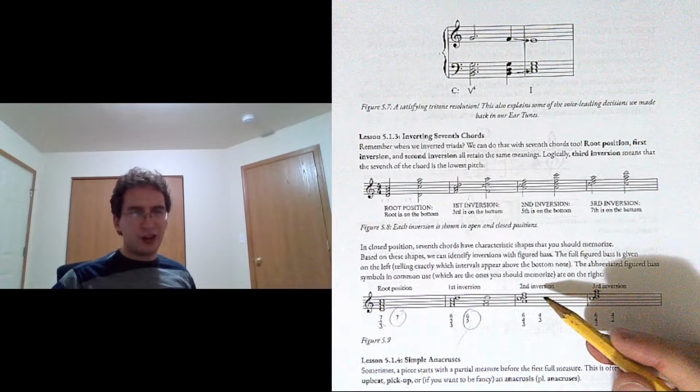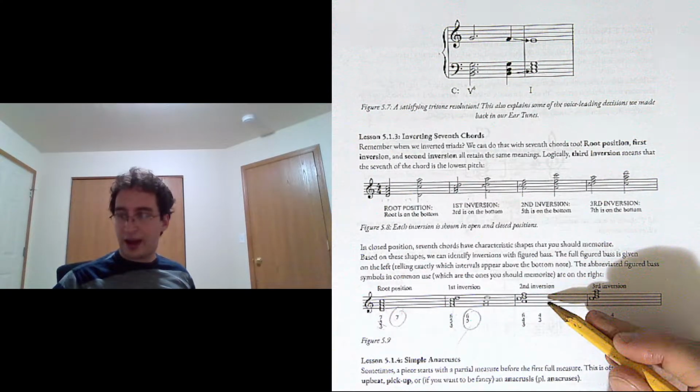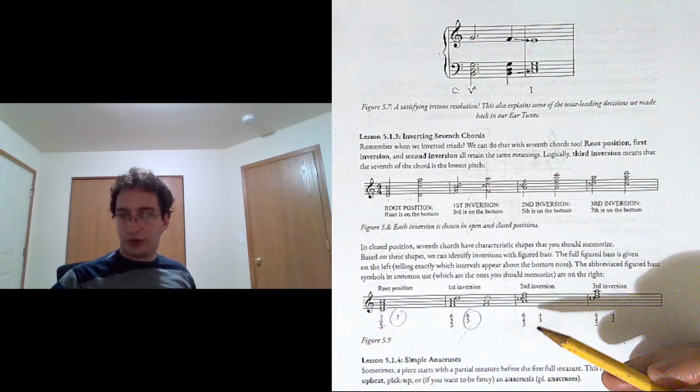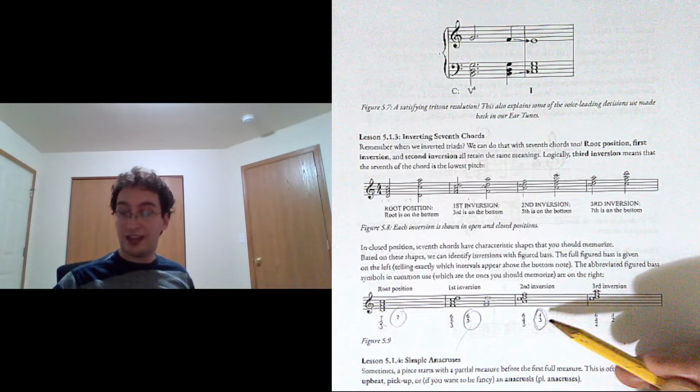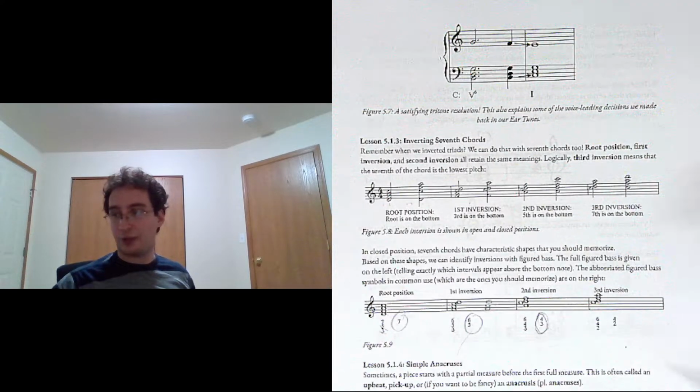So 6-4 is already taken. That's our second inversion triad. There's no reason to write 6-4-3. That's unwieldy. This is the only triad or 7th chord that has a 4th and a 3rd. So that's why we say it has a 4th and a 3rd.